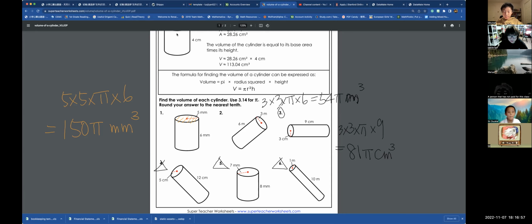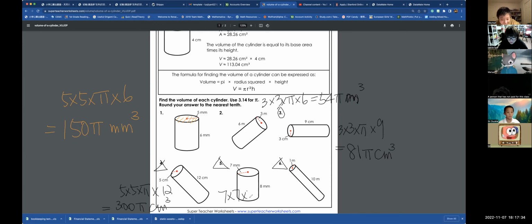Okay, so everybody, did you finish? Okay, 我们现在看看. So 5 times 5 times pi is the area of the bottom, times 12. So the answer is 300 pi centimeter cube. 做对了没有，小朋友们? Yippee. Okay, so next one.